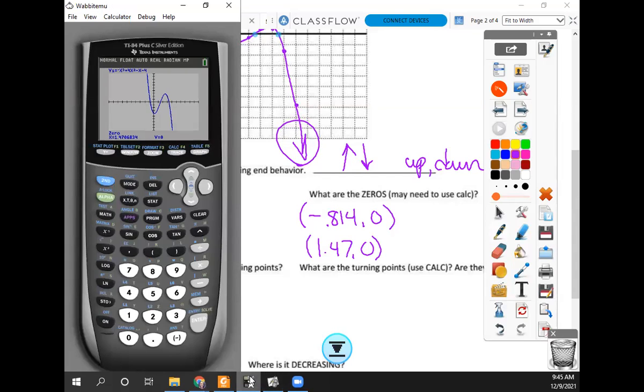It's time to get our third zero. So we'll hit second, calculate, select zero. Now my third zero is right here where my mouse is. Does everybody see where my mouse is? That's a zero. That's where it crosses the x-axis.